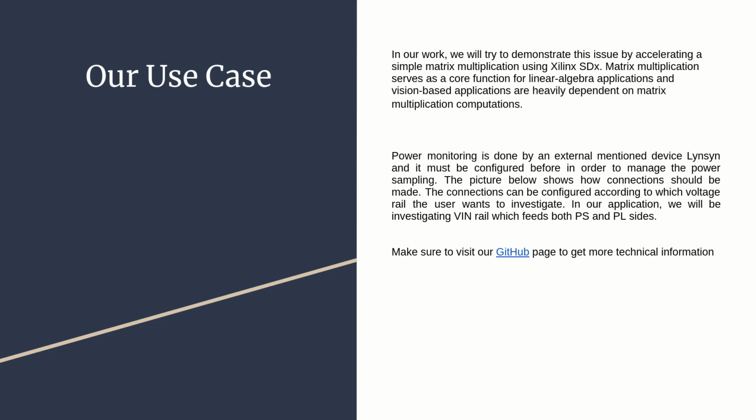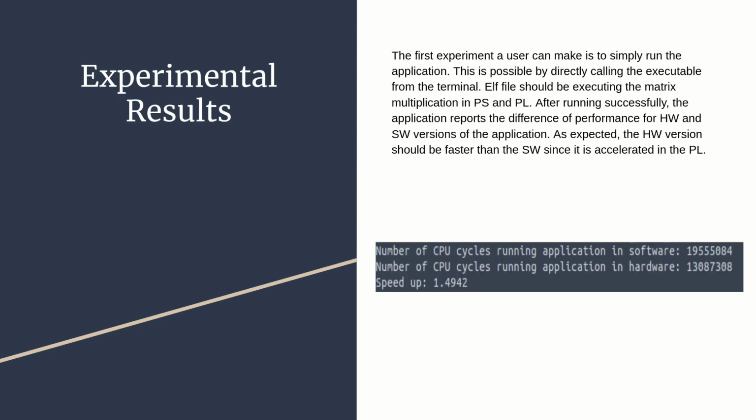And the second part is about power monitoring. It is done by the Linsen device, and it obtains the data from reading a certain voltage rail. In our case, this is called VIN, which feeds directly both PL and PS sides. Make sure to visit our GitHub page to get more technical information about our application.